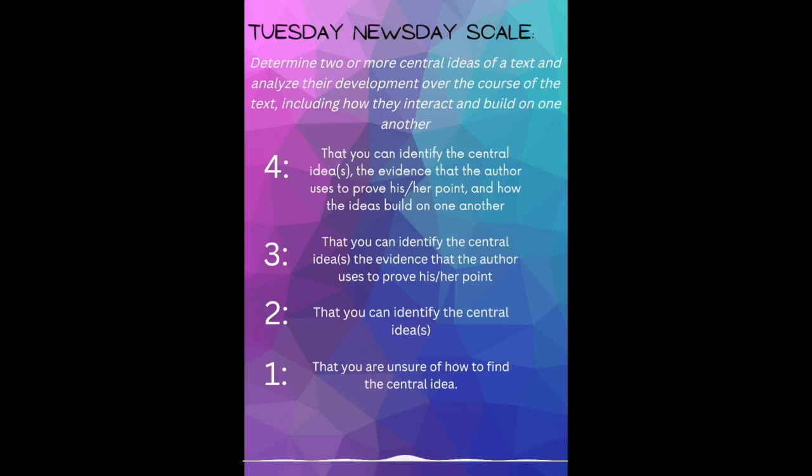If you place yourself at a 4 at the end of the lesson, that means that you can identify the central idea or ideas. You can point to the evidence that the author uses to prove his or her point and how those ideas build on one another. If you place yourself at a 3, that means that you can identify the central idea and the evidence that the author uses to prove his or her point. If you're at a 2, that means that you can identify the central idea, but you're missing some of that evidence that goes along with being able to point out the central idea.